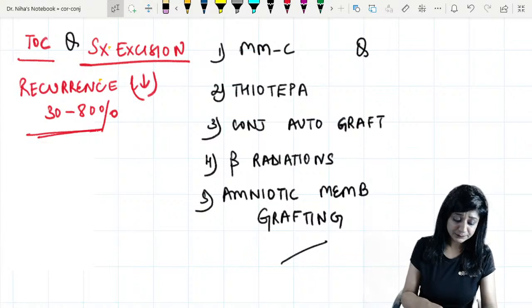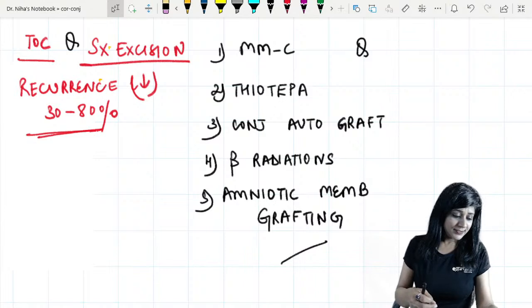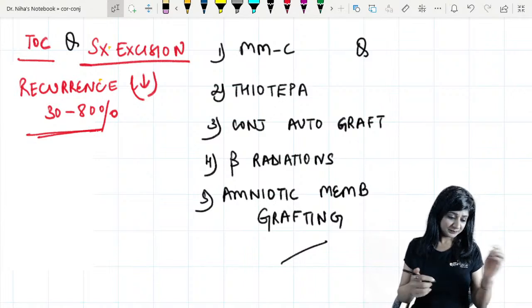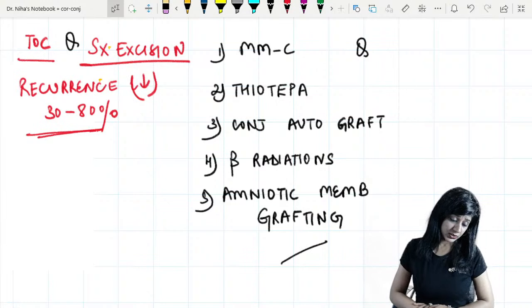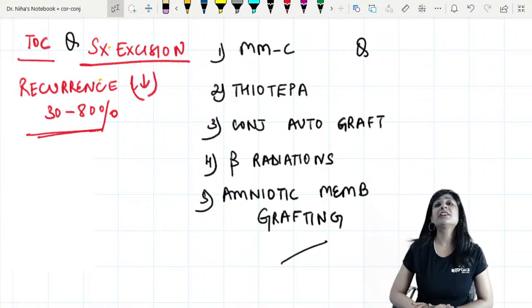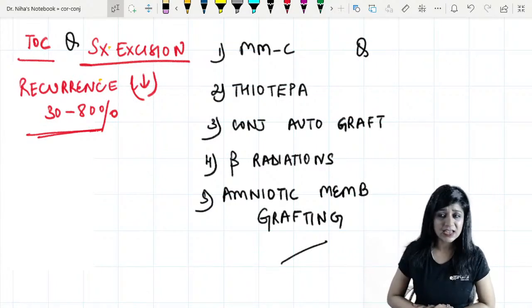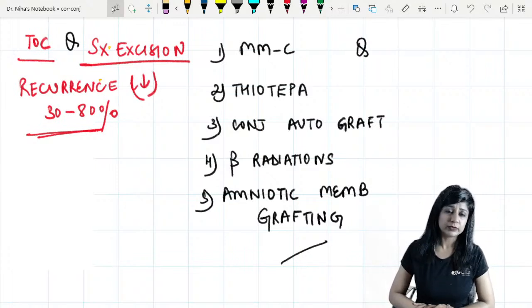If mitomycin C and conjunctival autografting both are given as options, then what should you choose? Maybe then they will tell you in what aspect they are asking. I don't think that they will ask you both.